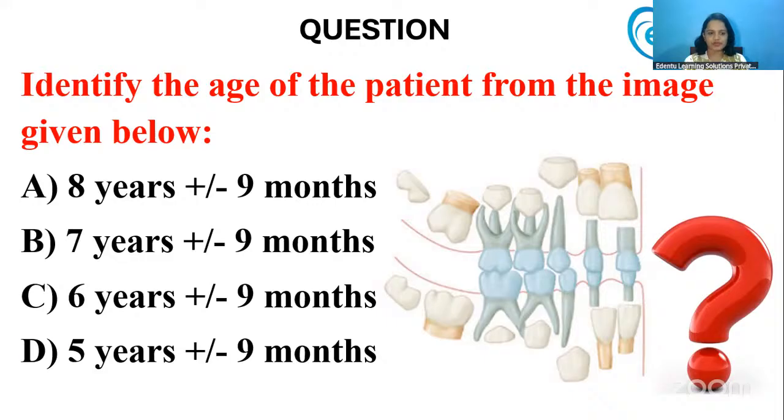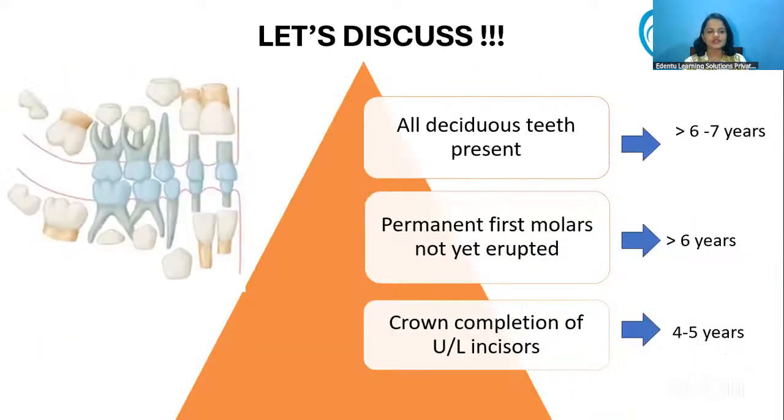Yes, Dr. Pooja Kumari, you are right. The answer is option D. So let's have a look at the image again. All the blue colored teeth are the deciduous dentition, and the white colored teeth are the permanent dentition. As you can see, all the deciduous teeth are still in the oral cavity. They had not started shedding.